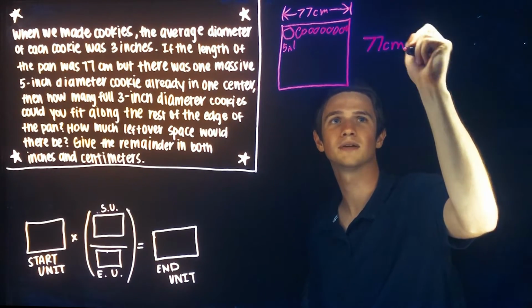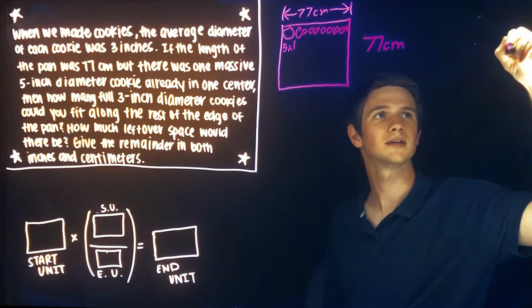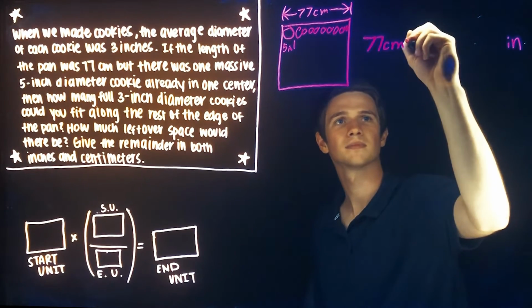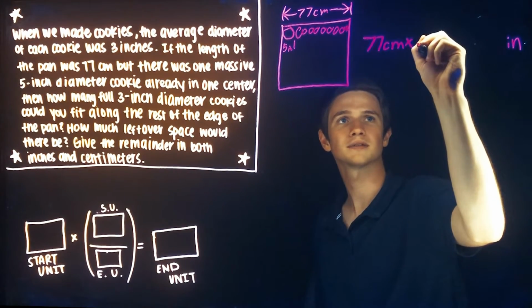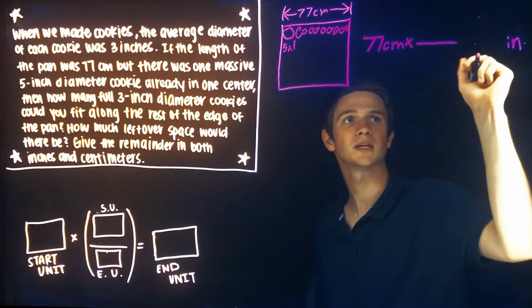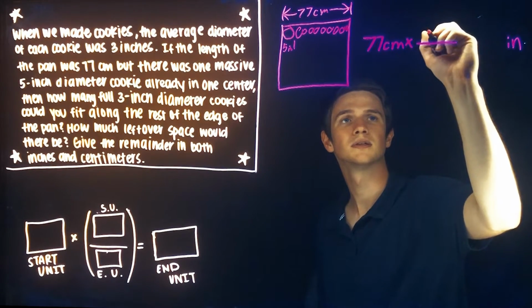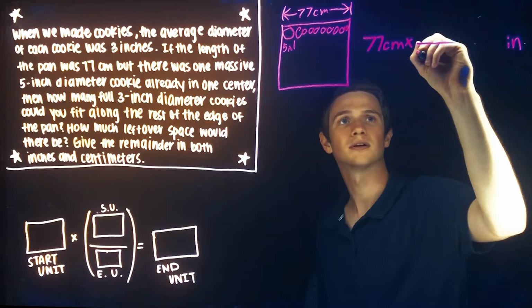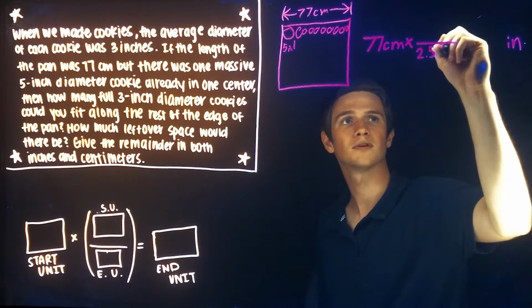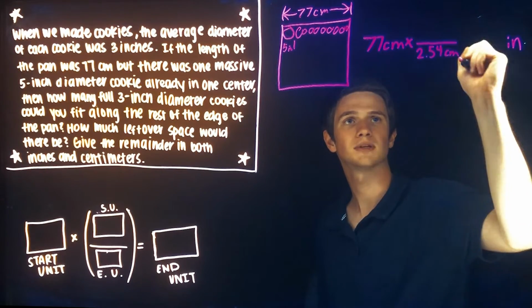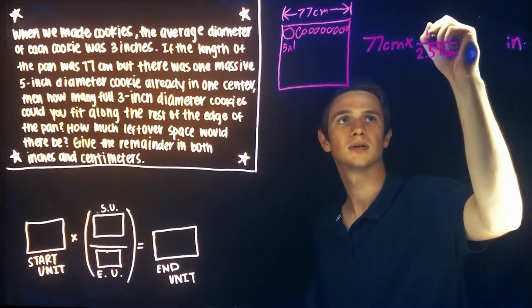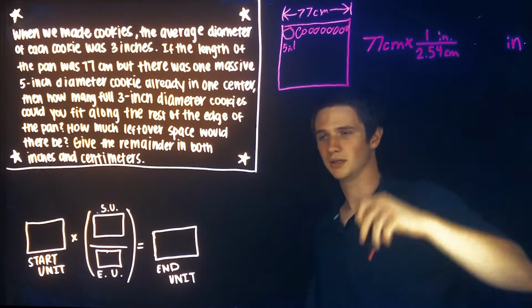That's our starting unit. We're going to convert that into inches. Now our conversion factors for centimeters to inches says that there are 2.54 centimeters in 1 inch.